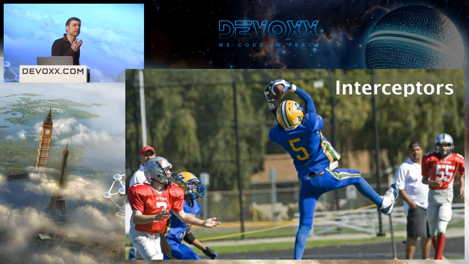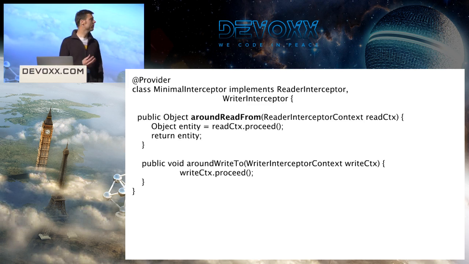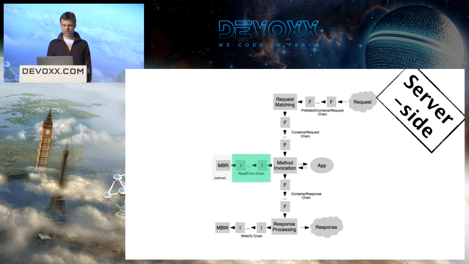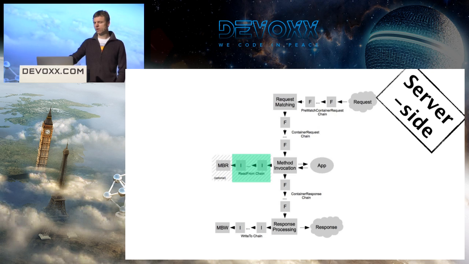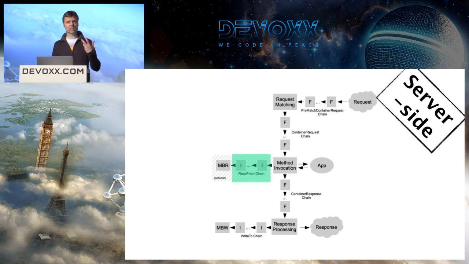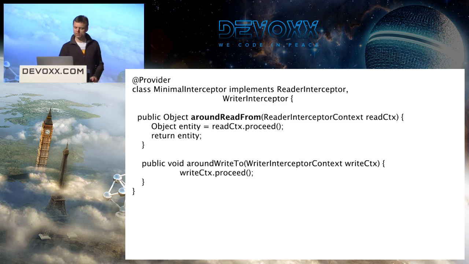And this is why there's a second concept, which is called interceptors. So in addition to the filters, you have interceptors, and those really are invoked in those message body reader and message body writer chains. This is where the interceptors will be invoked if the chains are actually invoked altogether. So going back here, this is how an interceptor looks.